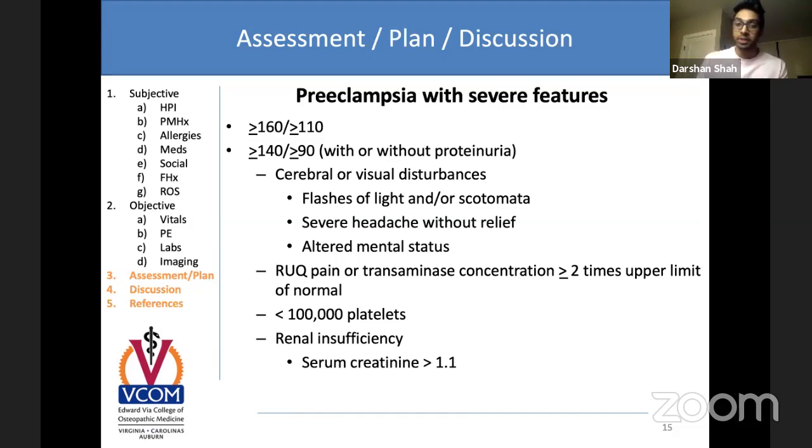Or you could see renal insufficiency. So this is where your serum creatinine would be greater than 1.1. And so we use creatinine as a marker for kidney function. So now you can see why we got all those labs. We got the renal function labs, we got the platelets, we got the enzymes as well. And you can also get pulmonary edema as a severe feature, which she did not have.